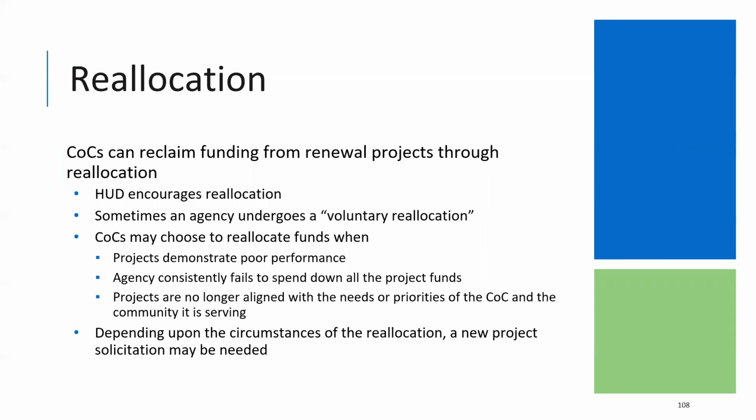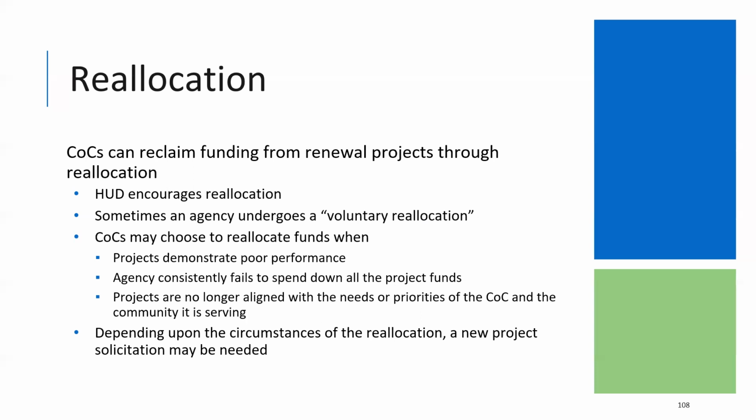So CoCs can really set their ground rules about reallocation through their funding policies, but generally you might reallocate funds when a project is demonstrating poor performance, an agency has underspending, so they're failing to spend down money and that money has to go back to HUD, or if projects are no longer aligned with the needs or priorities of the CoC.